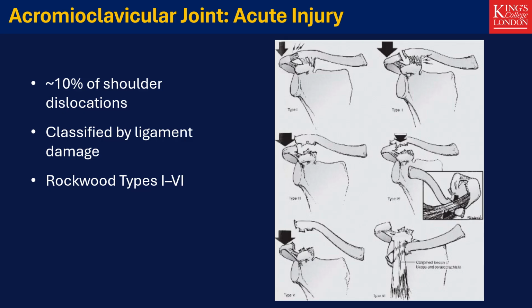On radiographs, assess alignment and measure the corticoclavicular interval. Compare with the opposite side when possible. Types 1 and 2 are treated conservatively. Type 3 is debated. Types 4 through 6 usually require surgery.